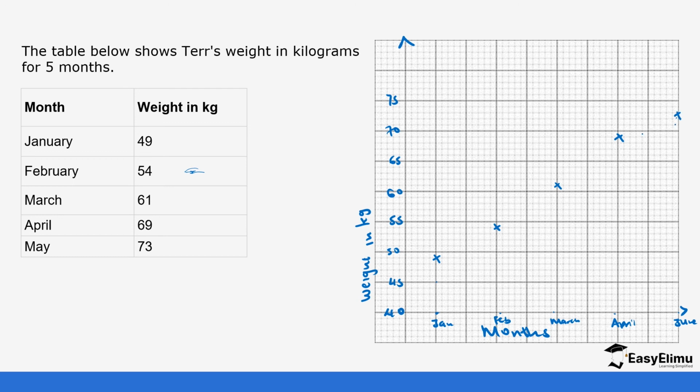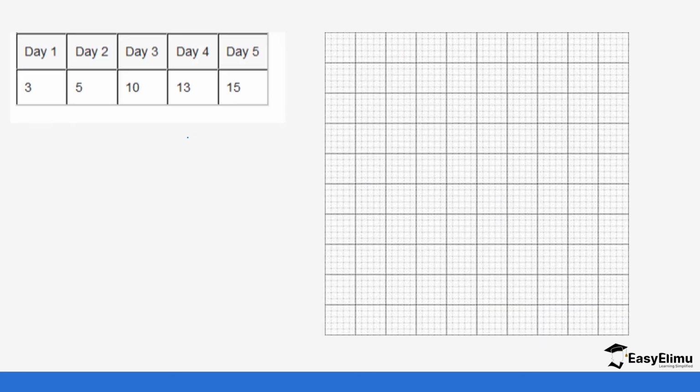So if you were to join those points to form a line, our line graph will look like that. It tends to form a straight line, but it doesn't have to be a straight line. Just use a ruler to connect the points.